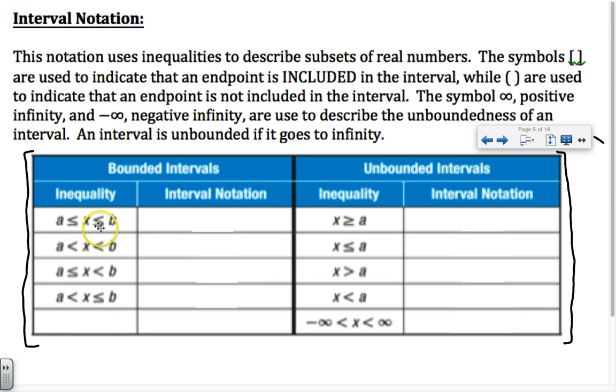Okay, so if I have a bounded interval, which means it has endpoints, so if I have two endpoints A and B, and I want to say A is less than or equal to X, which is less than or equal to B, the interval for this inequality would be brackets A comma B.